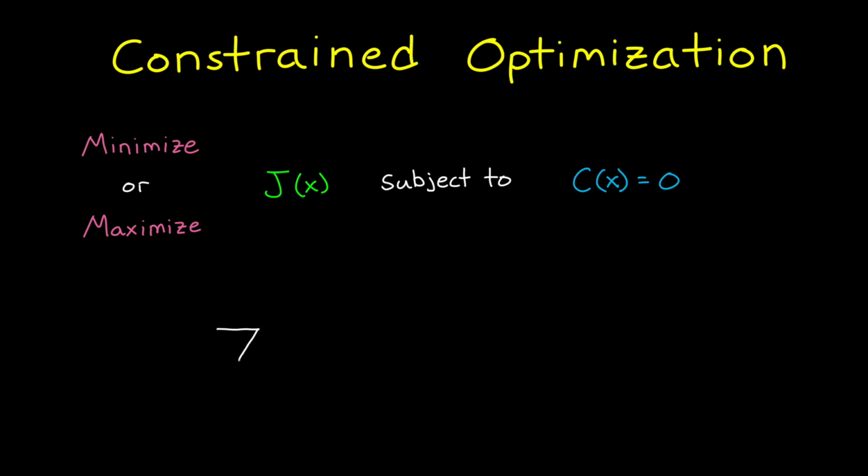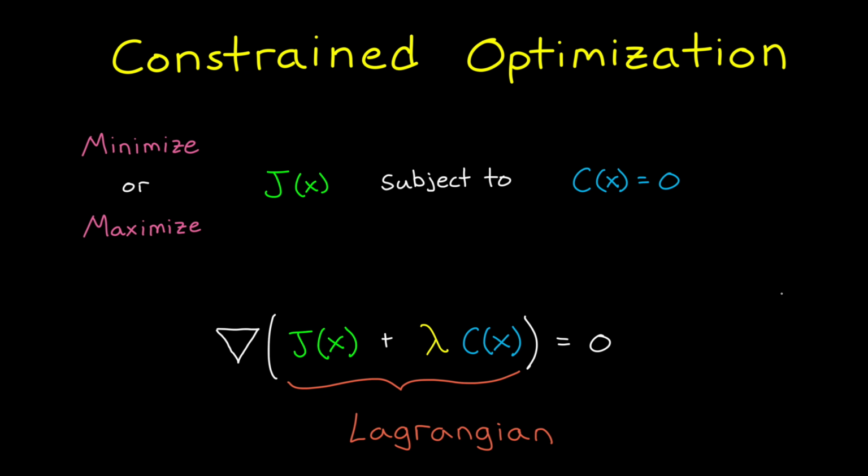And the solution involves this equation down here, where the inner portion is called the Lagrangian, and lambda is called the Lagrange multiplier. So what is this equation doing, and how does it help us solve constrained optimization? Well, it's actually rather intuitive and kind of amazing, so I hope you stick around for this really quick explanation.